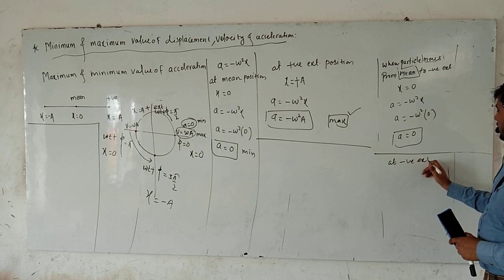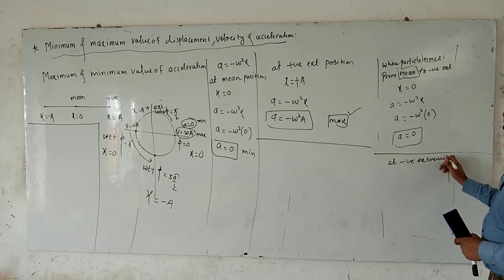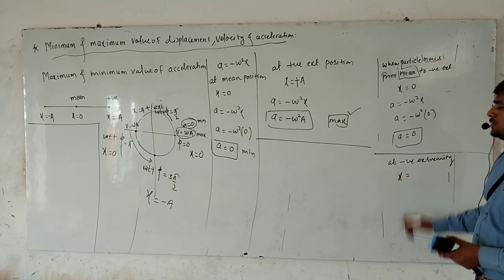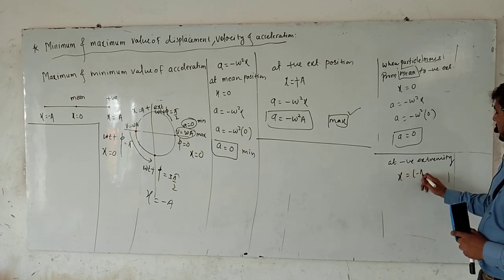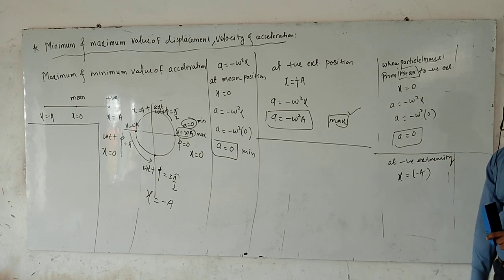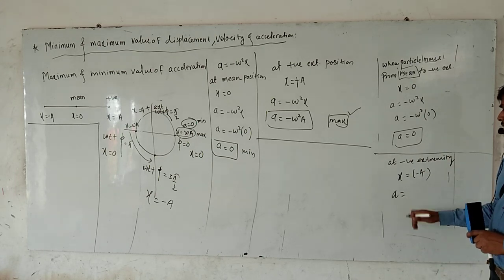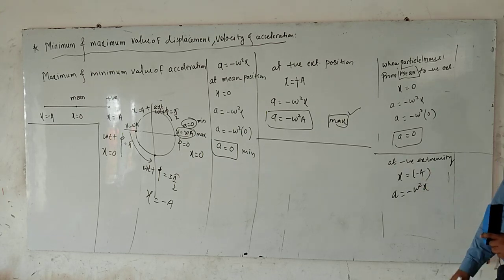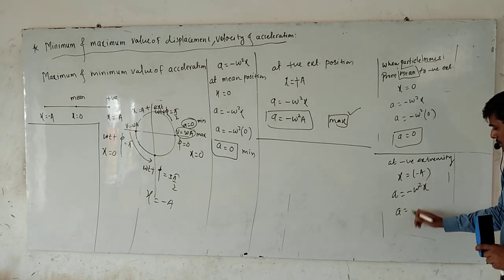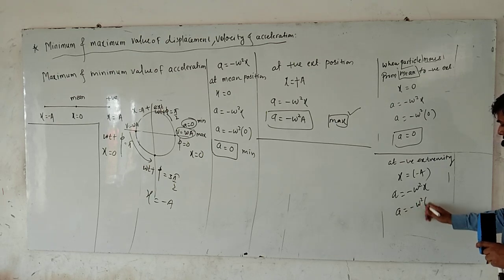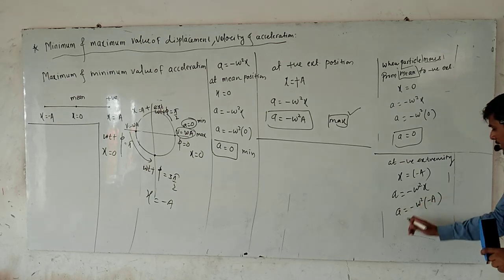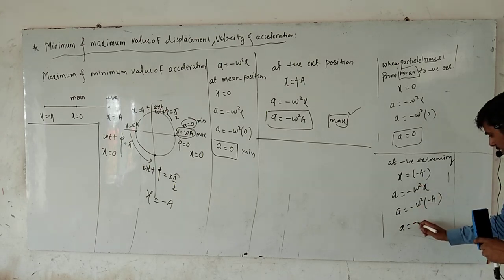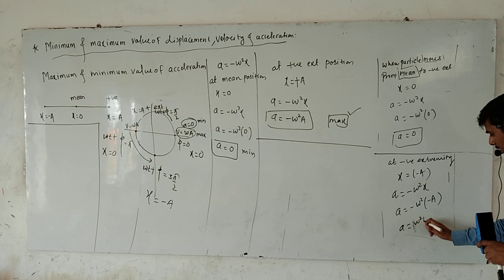Next, the value of acceleration at the negative extreme position, or negative extremity. At negative extremity, x will be equal to minus a. Acceleration is a equals minus omega square x. So instead of x, we put minus a. So a will be equal to minus omega square into minus a. Minus minus is plus. So this is the maximum value of acceleration.